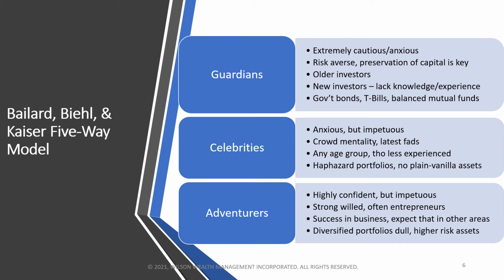Next box, celebrities. They're anxious investors, like the Guardians, but they're impetuous. You'll usually see a crowd mentality with them. They like to invest in the latest hot investment fads. It can be any age group, though it tends probably more to be less experienced. The more experience you get, the more you realize that this is probably the worst box to be in and the least successful. And so with that lack of success, they tend to migrate into other boxes. You tend to see haphazard portfolios, things that are just thrown together with no thought as to how each investment relates with others. The one commonality you will see is that there tends not to be plain vanilla assets.